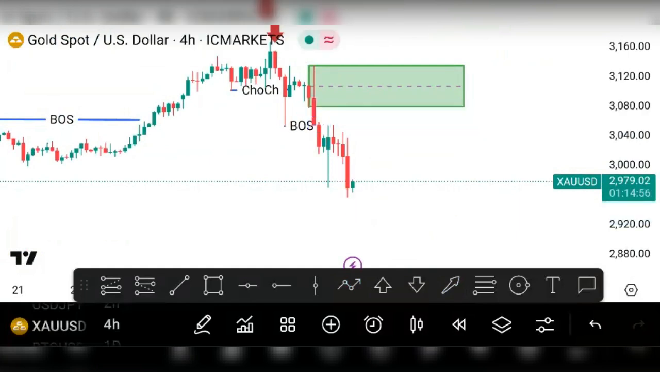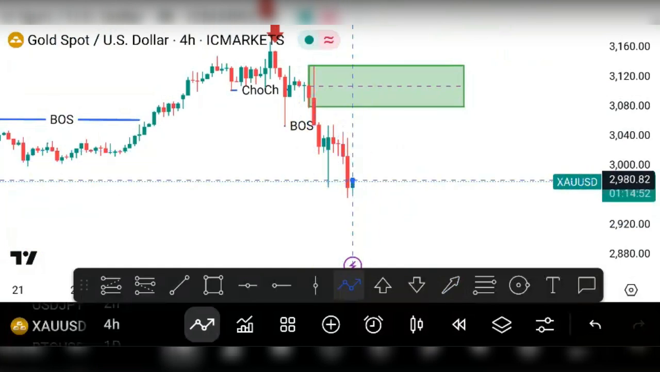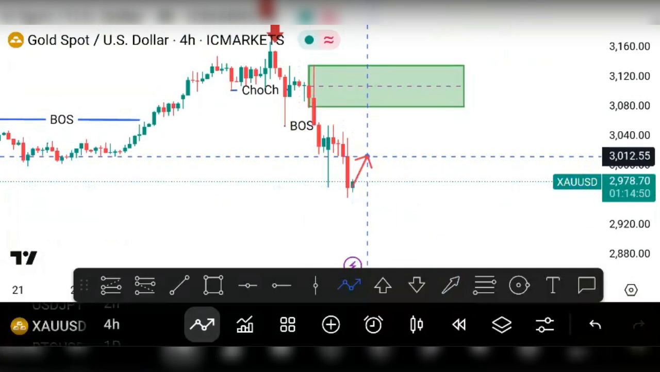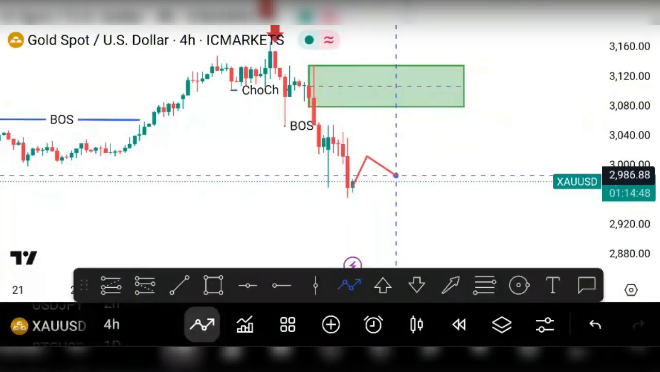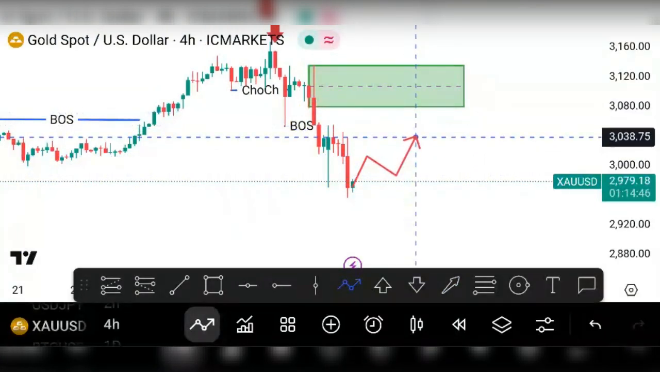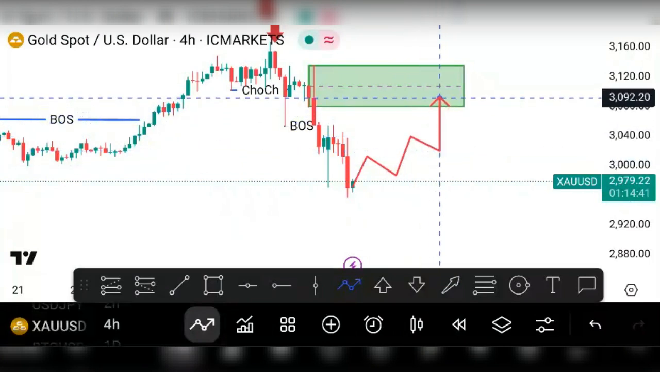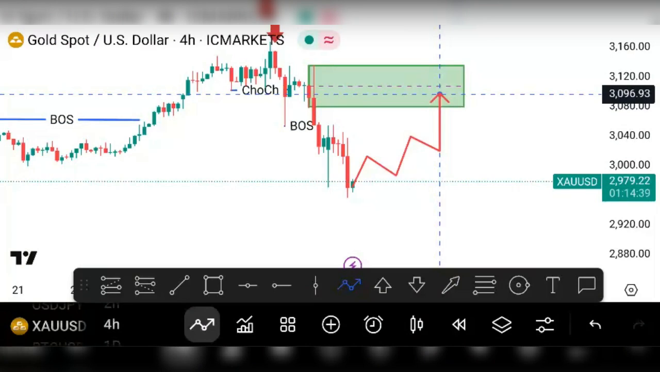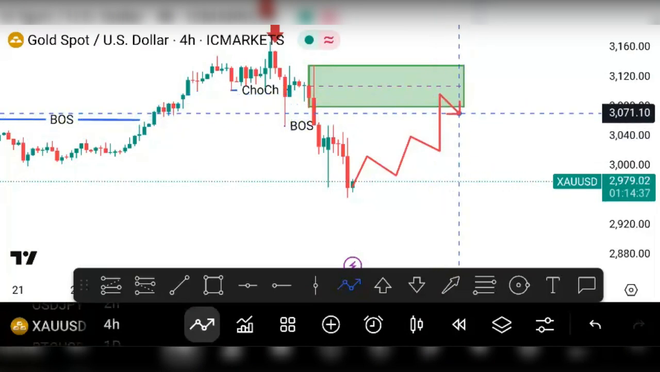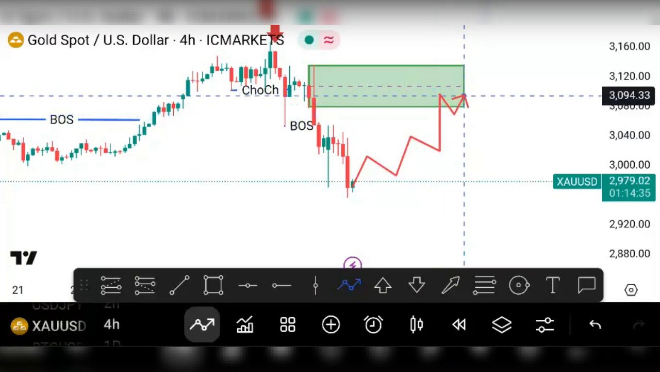So what do we do? We wait for price to come back. You can see price is already coming back. We wait for price to come back to this supply zone, right? Tap into the supply zone. Then we will look for our confirmation. I'll explain that. Look for confirmation that price is about to come down.